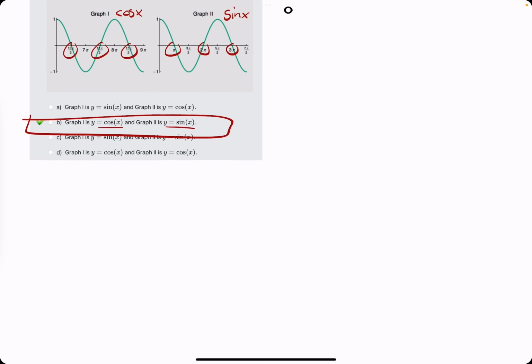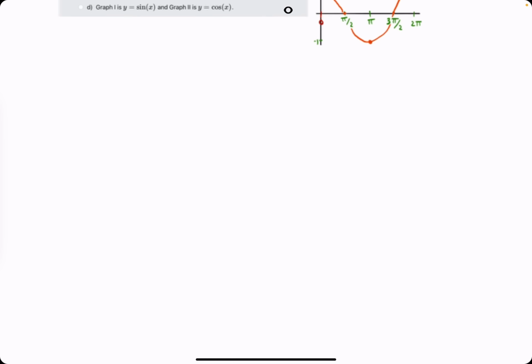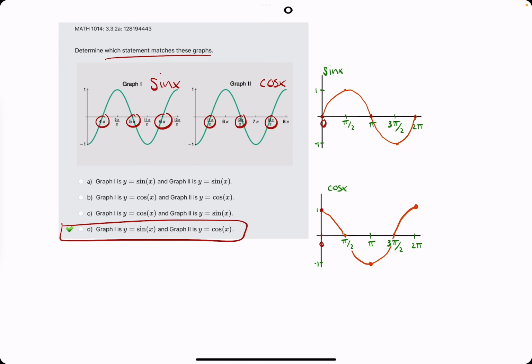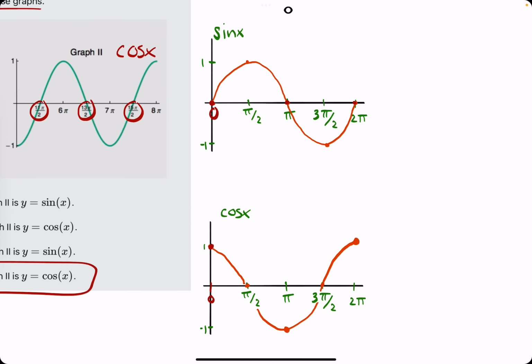Hope that makes sense. If you have any questions on these, please let me know. Here's one more look at the sine and cosine graphs. Again, it's very, very useful to know these. All right.